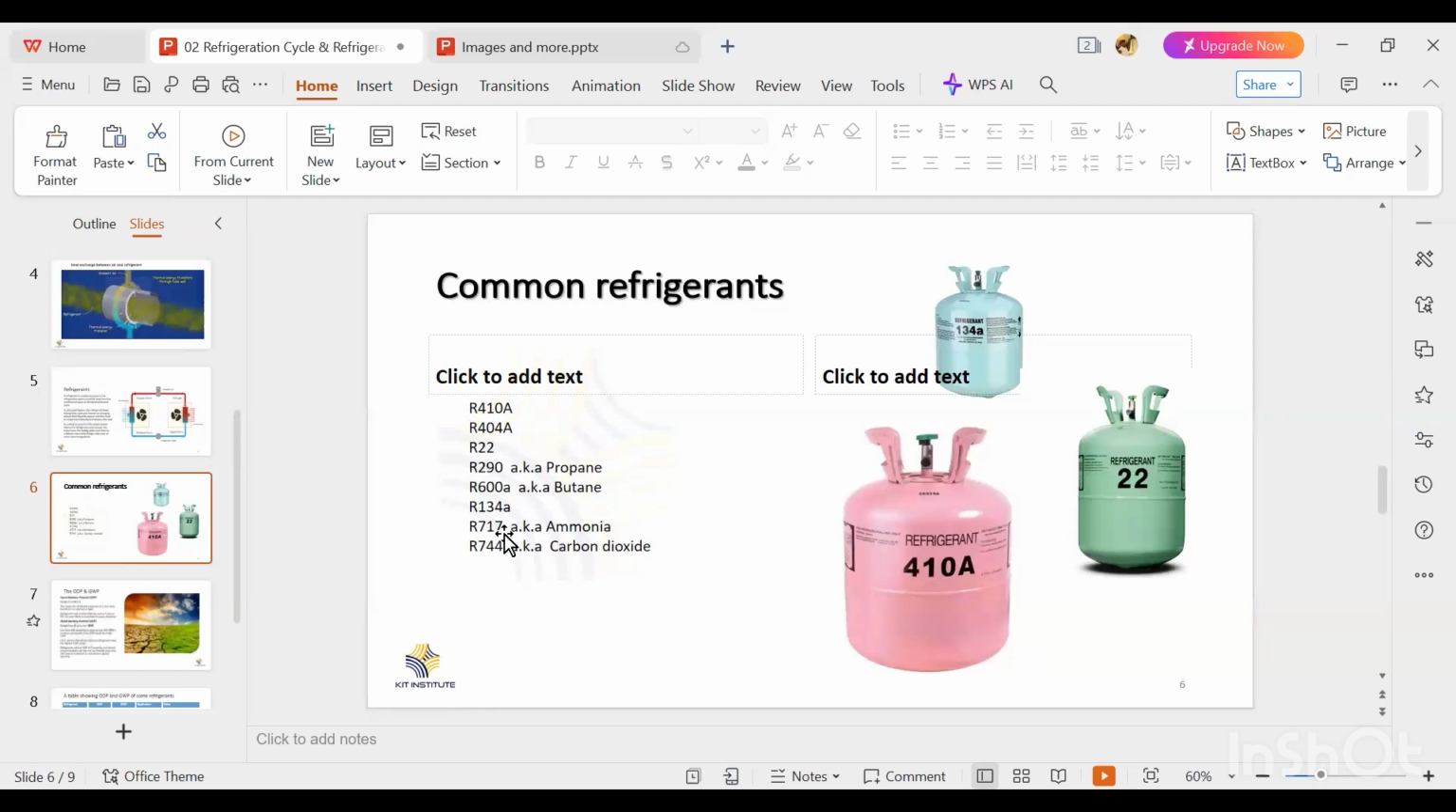Then when you see refrigerants that have the 700 series, those are natural gases. They occur naturally, like ammonia, like carbon dioxide. Those are natural refrigerants. Like water is R718. Yes, that is water. That is the figure for water.